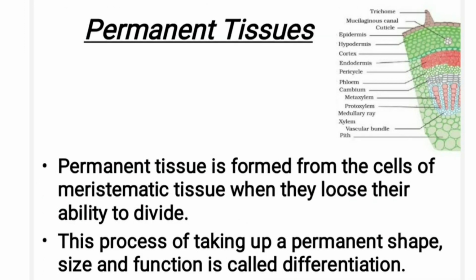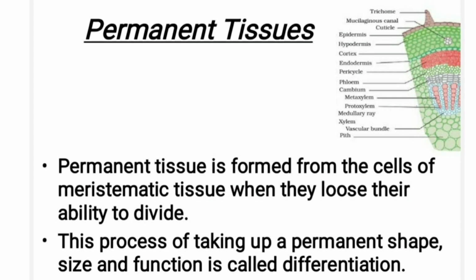What happens to these cells formed by meristematic tissue? They take up a specific role and lose the ability to divide. As a result, they form a permanent tissue. This process of taking up a permanent shape, size, and a function is called differentiation. Cells of meristematic tissue differentiate to form different types of permanent tissue. Different types of permanent tissues are simple permanent tissue and complex permanent tissue.